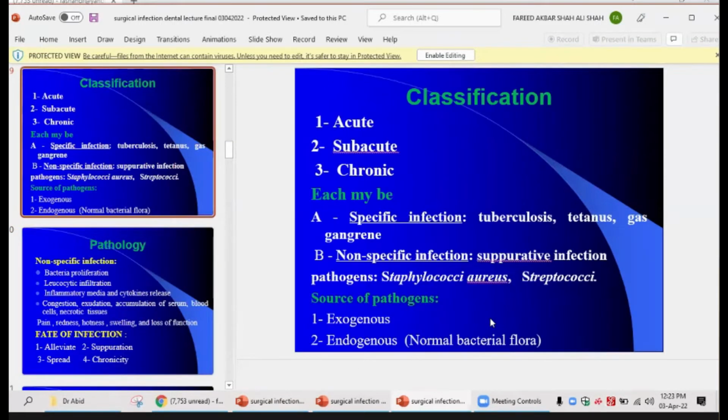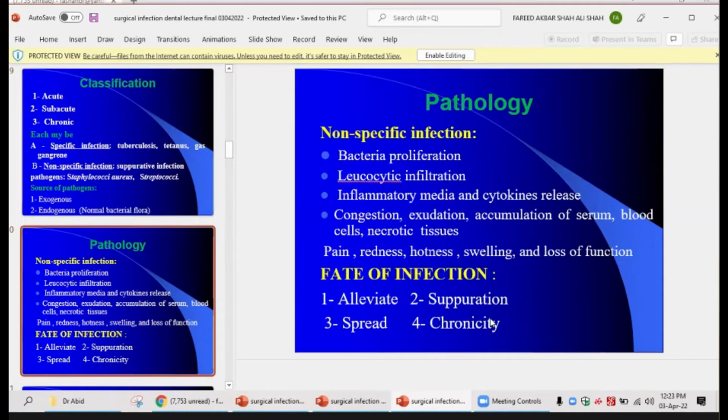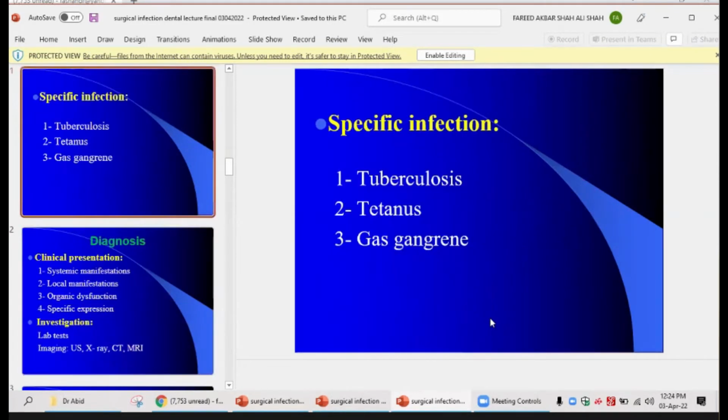Okay, the classification is called acute, subacute and chronic. So the word itself tells us a lot about what is acute. I don't want to go into the detail. Pathology is also nothing important here.